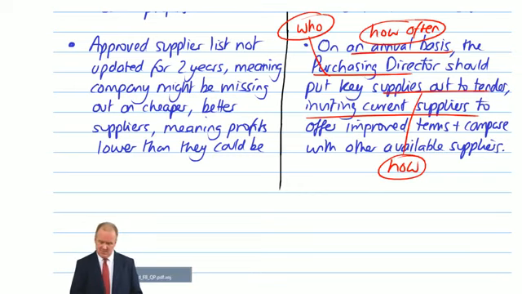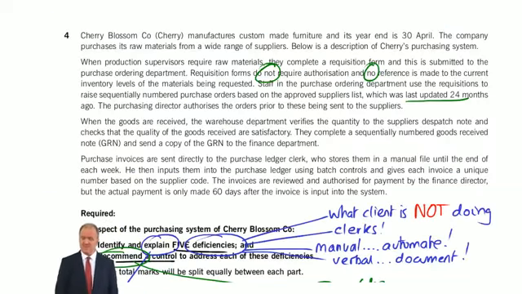3 down, 2 more needed, and I'm still in the first paragraph. There's 2 other paragraphs coming. The purchasing director authorises the orders prior to them being sent to the suppliers.